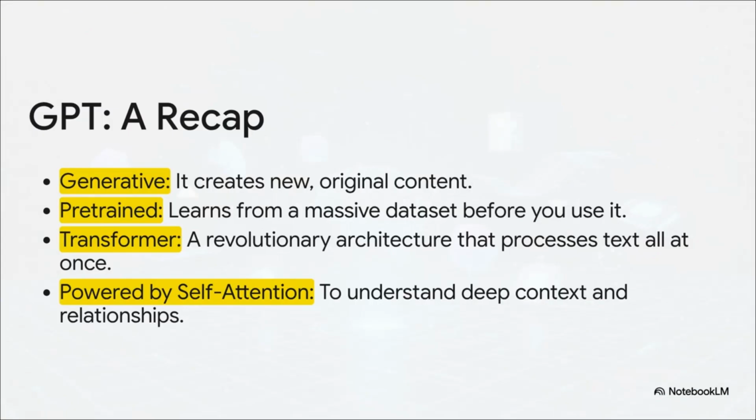So, let's just bring it all home. Generative Pretrained Transformer. Generative means it's a creator. It makes new stuff. Pre-trained means it did all its homework on a colossal dataset before we ever met it. And transformer is that revolutionary architecture, powered by that secret sauce of self-attention, that lets it understand the context of language in a way that just was not possible before.